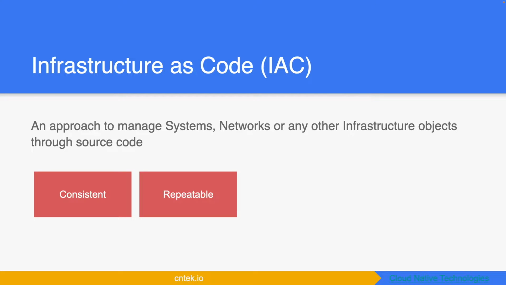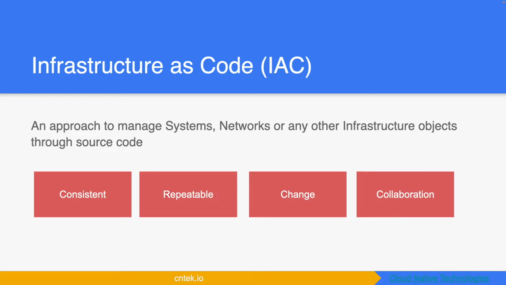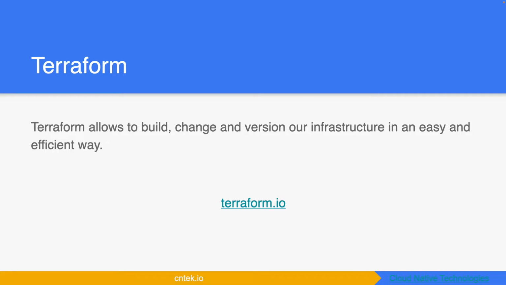With infrastructure as code, we get functionality like the infrastructure being consistent. We can repeatably create the infrastructure in a given environment or in multiple environments. We can make changes to the infrastructure, and using such tools, it fosters collaboration between the team. We looked at several tools like Terraform, Chef, Puppet, Ansible, Salt, etc.